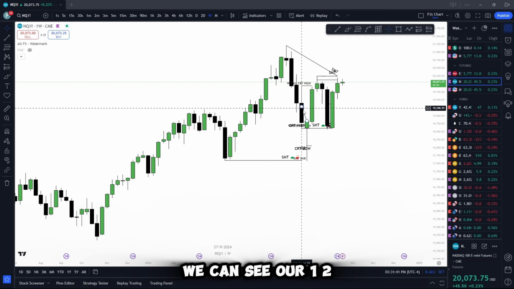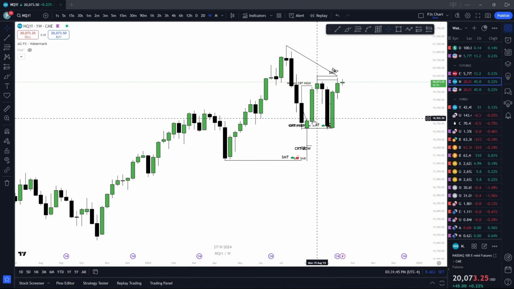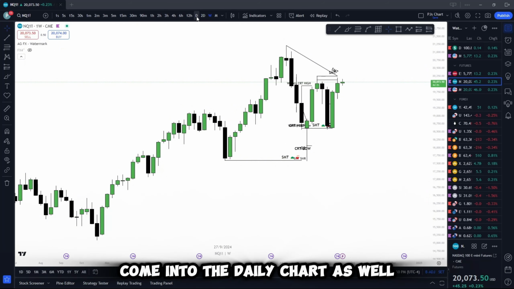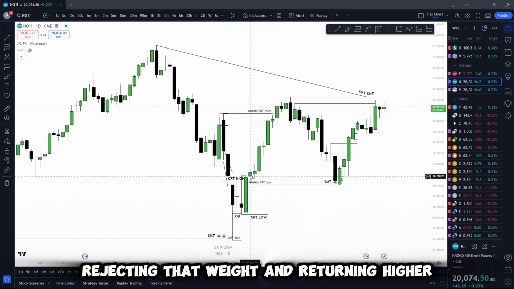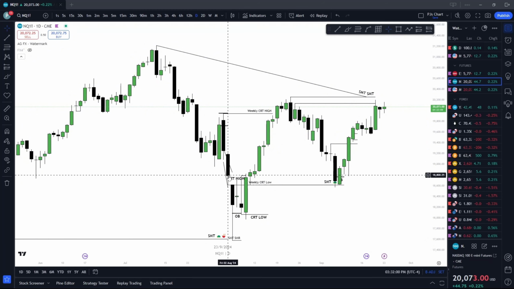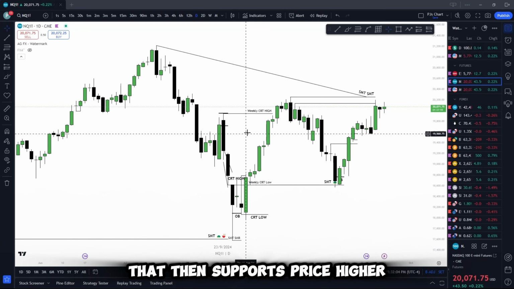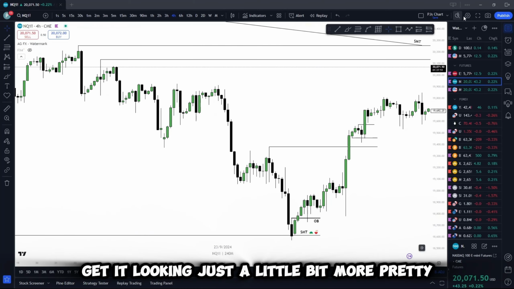We can see our 1, 2, 3 candle model here being the CRT model. We can see our CRT low into our CRT high. Come into the daily chart as well. We see our long wick that we failed to close through, rejecting that wick and returning higher, then reaccumulating above an old high here. Also above the old NWOG that then supports price higher. Zoom into the 4-hour, get it looking just a little bit more pretty.